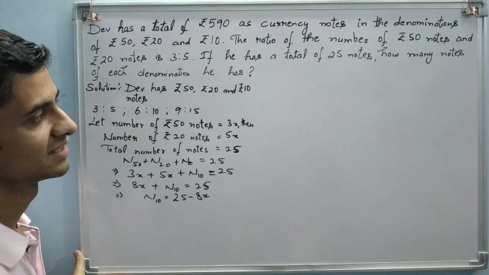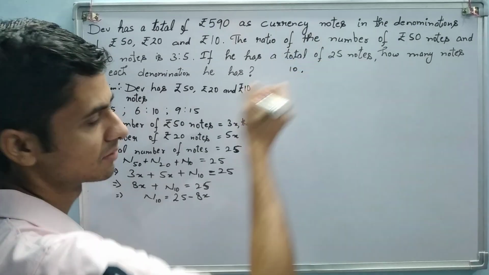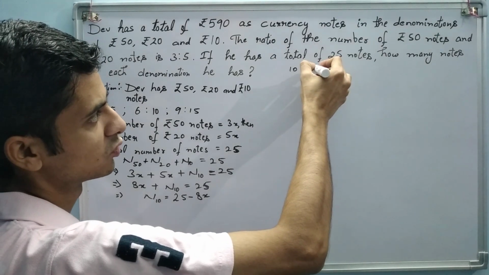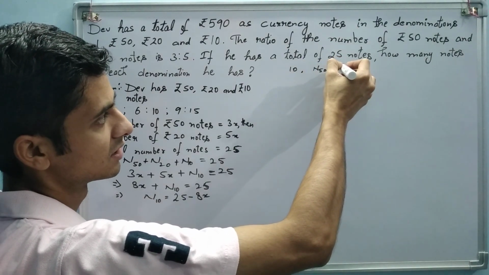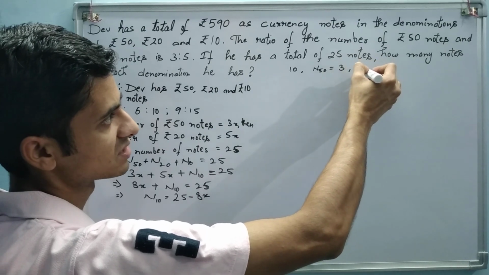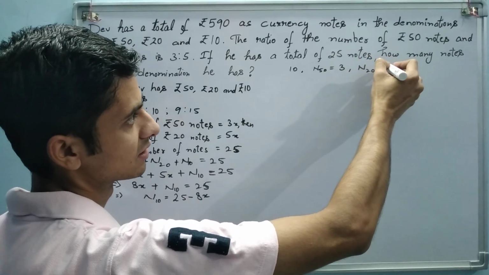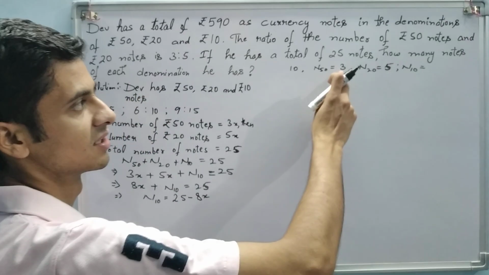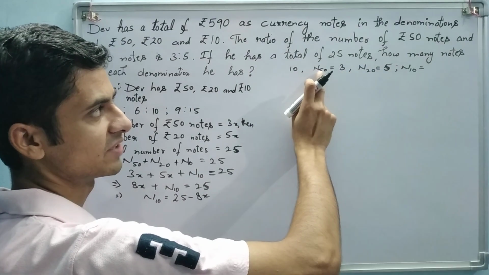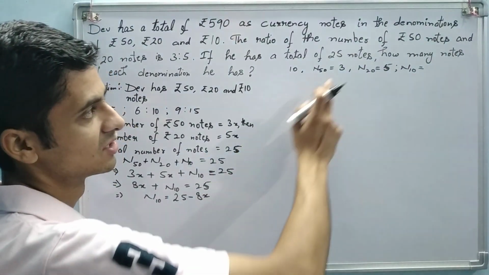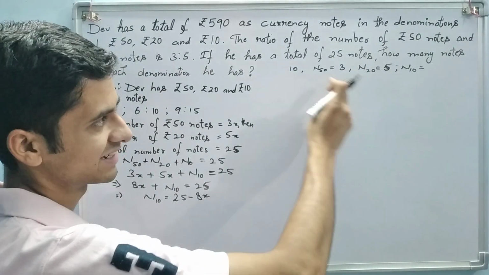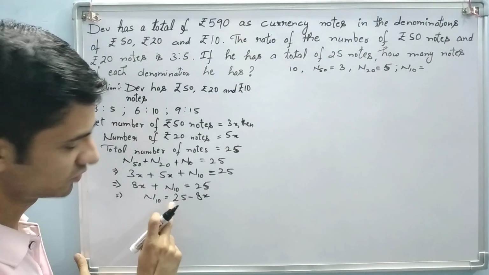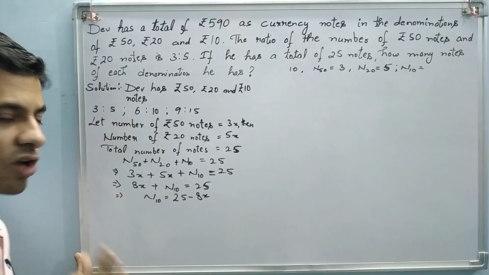Otherwise also, if I say that there are 10 total notes and we have 50, 20 and 10 rupee notes, suppose 50 rupee notes are 3, 20 rupee notes are 5. Then tell me how many 10 rupee notes are there? Total are 10, 3 and 5. So 50 rupee notes are 3, 20 rupee notes are 5, so 10 rupee notes will be 10 minus these two. So 10 minus 8 gives you 2. Similarly over here, total notes 25, 25 minus 8x we have got, and how we have got that, I have told you.